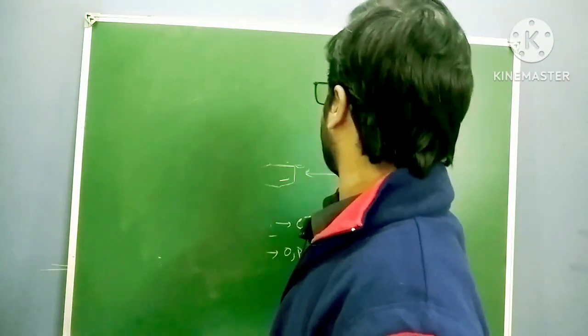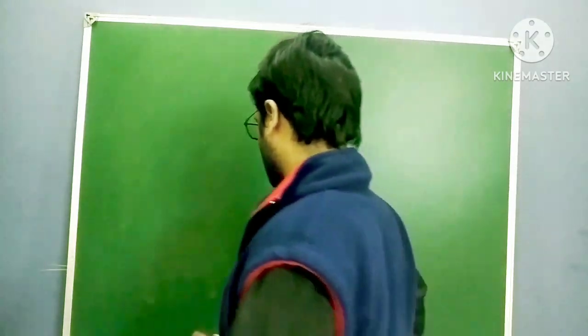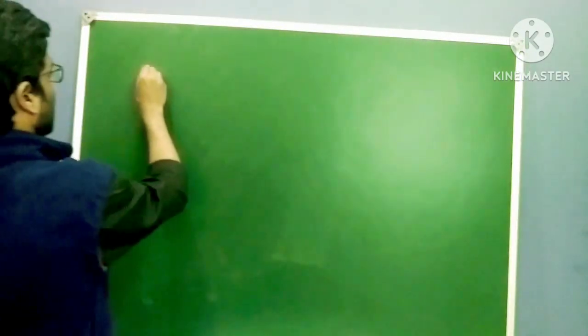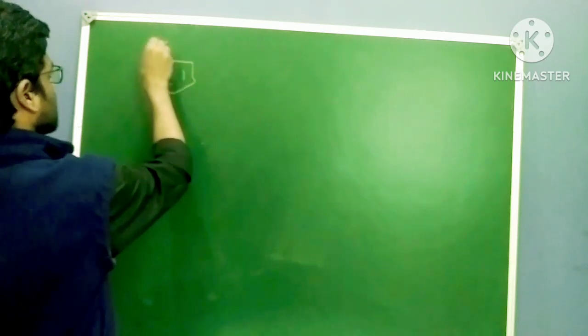Next one I am taking now with electron withdrawing group. So what is an electron withdrawing group? See, now I am taking the structure like this. Here COOH.